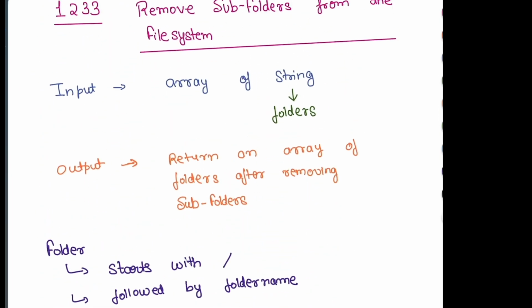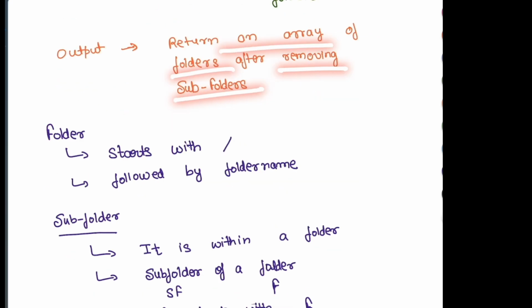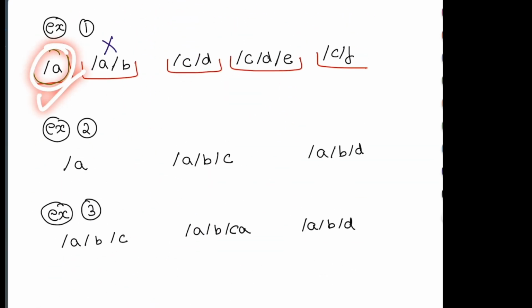The output we need to give is we need to return an array of folders after removing the subfolders. So we are going to keep this because this is a folder. We are going to ignore this because this is a folder, but this is also a subfolder, right? This is a subfolder of this one. So we will not include this in our output.